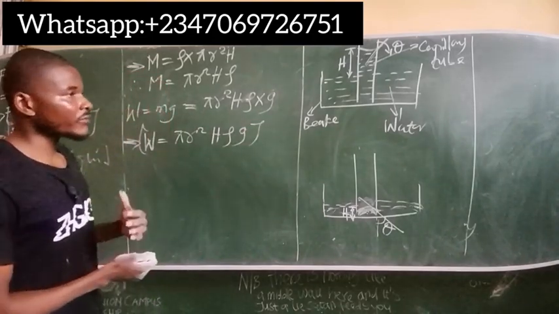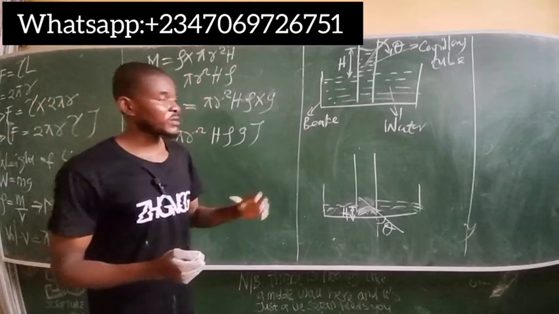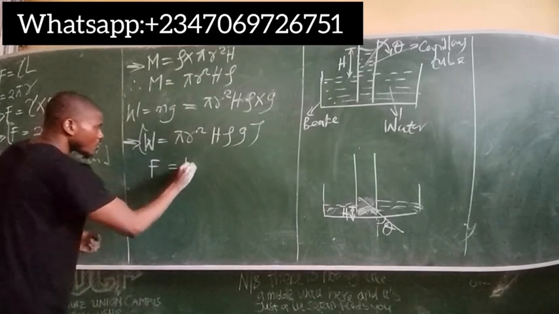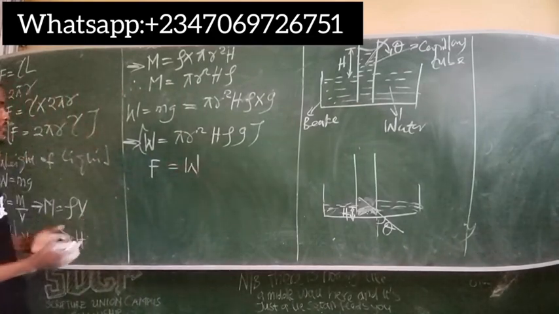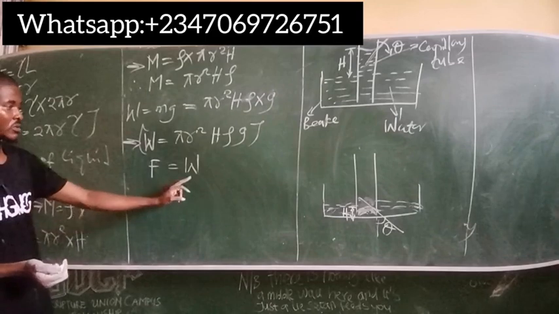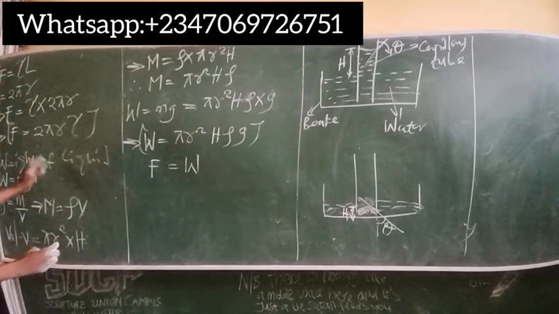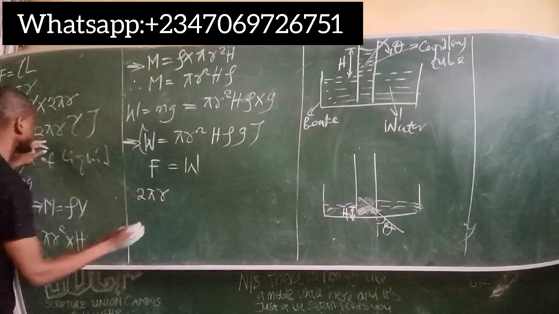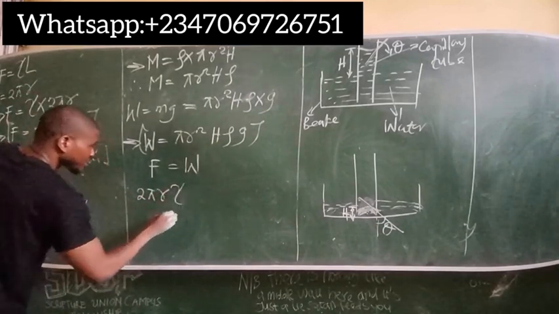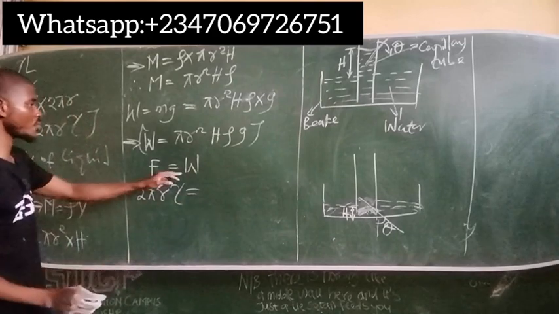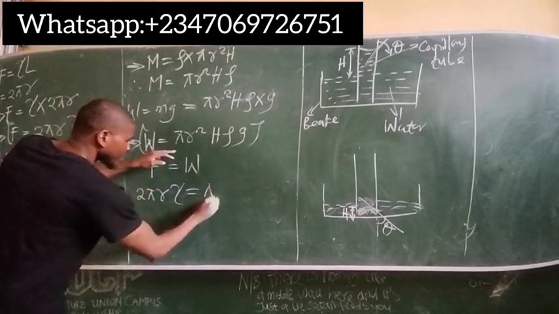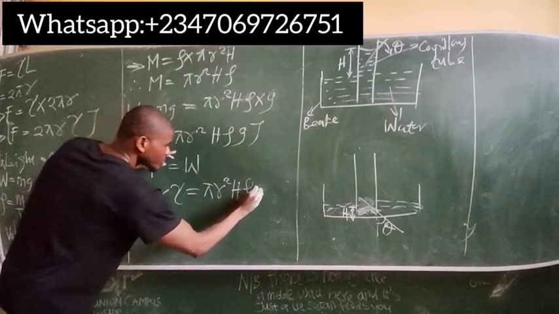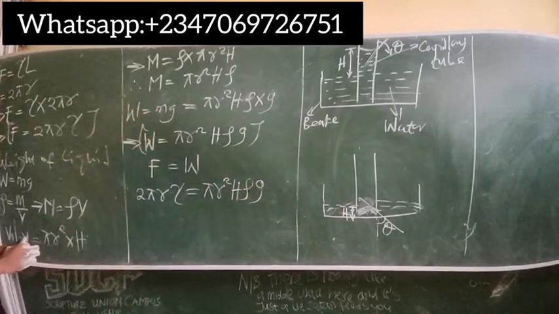And I said that for there to be equilibrium inside the tube, the surface tension force must be equal to what? The weight. For there to be equilibrium, the surface tension force must be equal to the weight. So the force simply gives us 2 pi r times the surface tension coefficient, and this is now equal to the weight. The weight is simply pi r squared times h times rho times gravity.